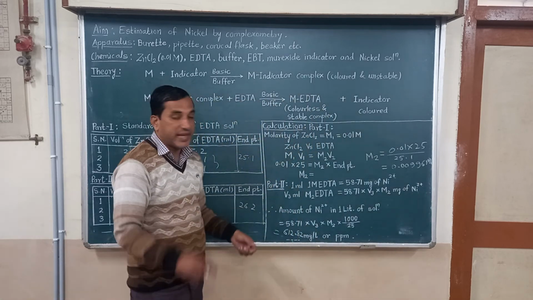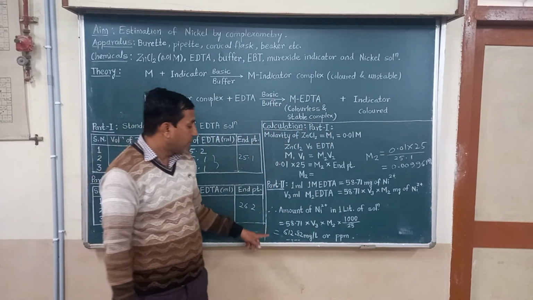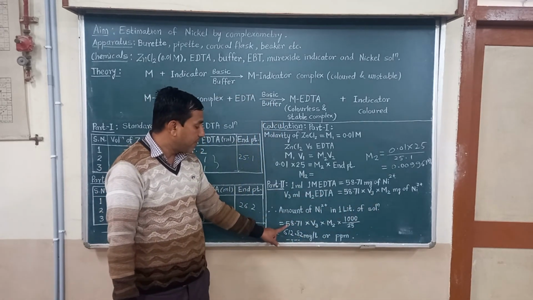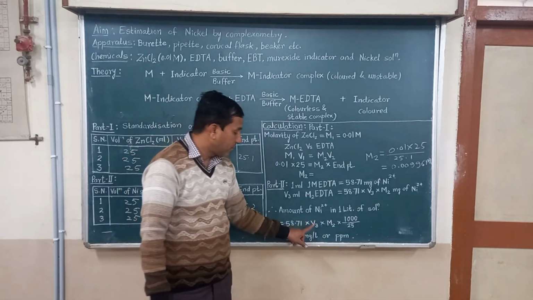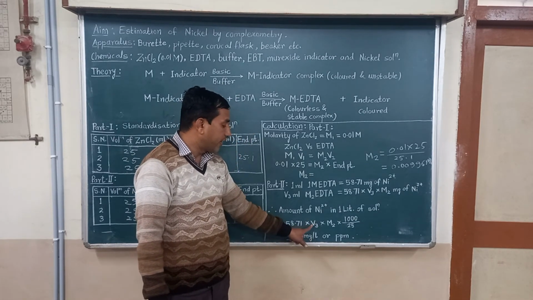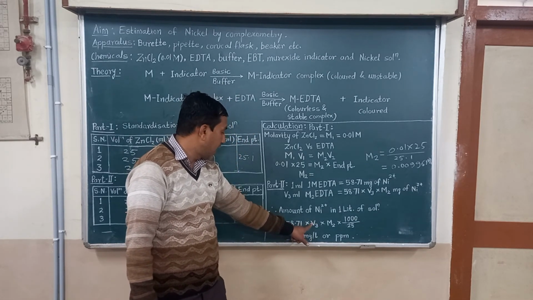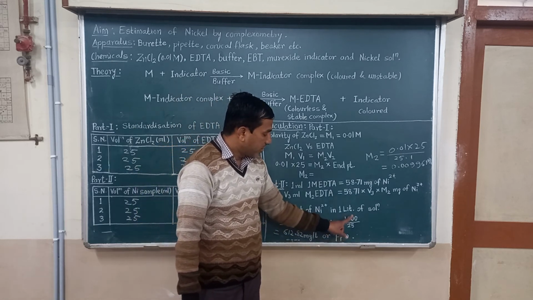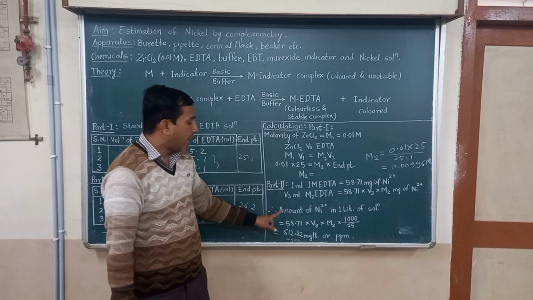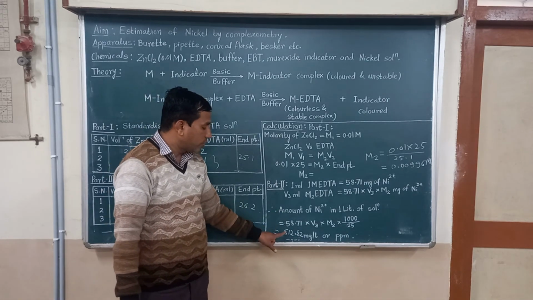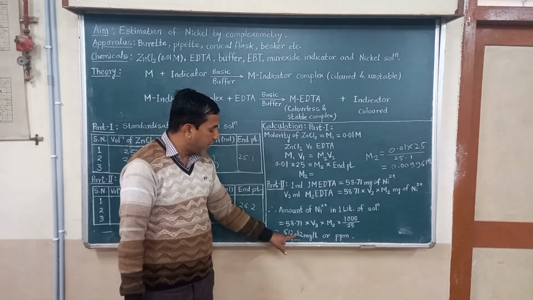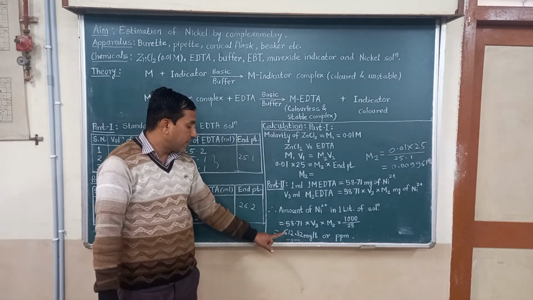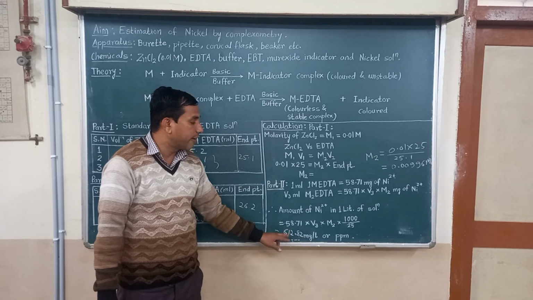But we titrate by taking 25 ml. That's why the amount of nickel present in 1 liter of solution is given by the formula 58.71 multiplied by the second burette reading, that is the endpoint for the second part, multiplied by the molarity of EDTA, multiplied by 1000 upon 25. So the answer comes to be 612.82 milligrams per liter. That means approximately 613 ppm or milligrams per liter.